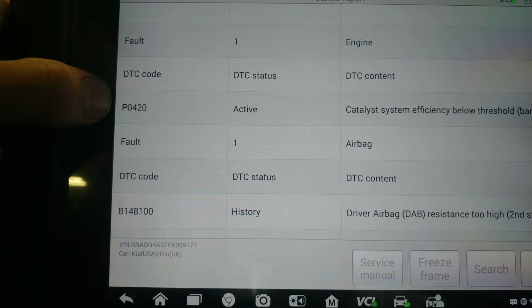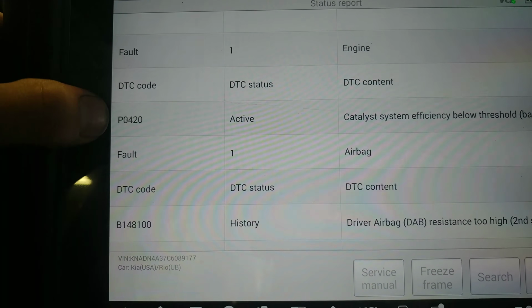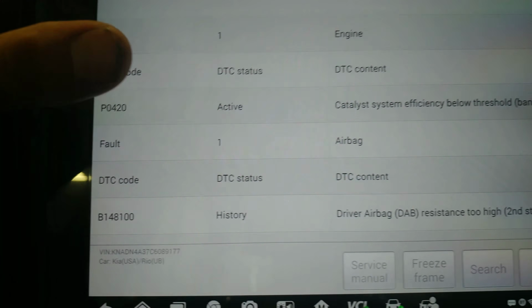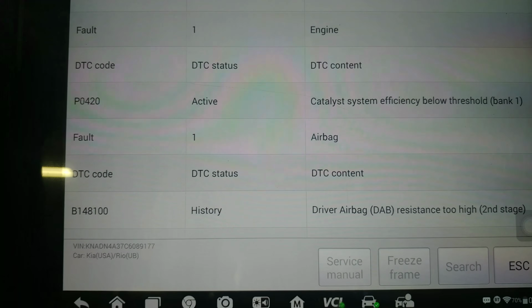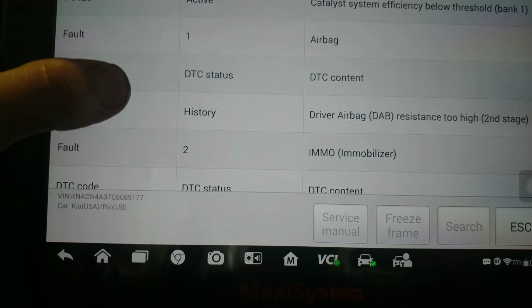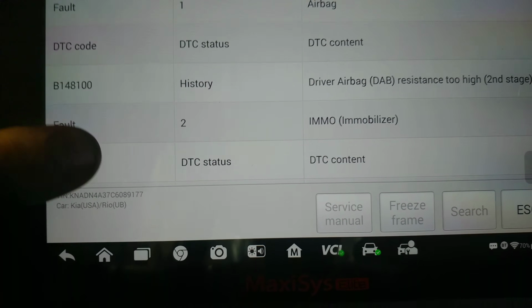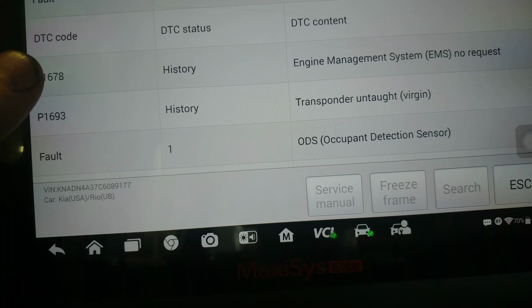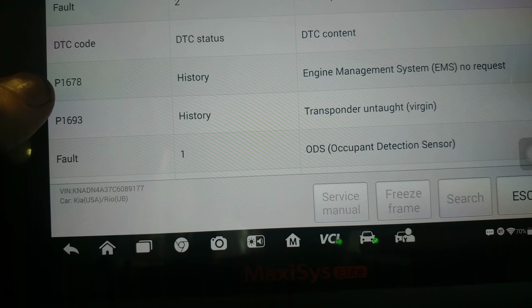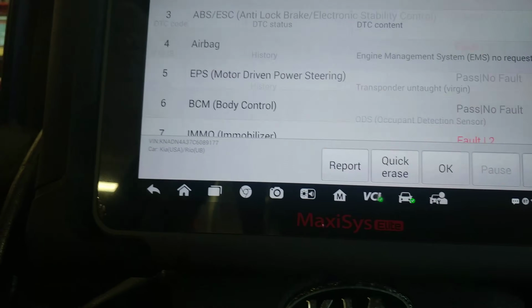So our engine one is P0420, which is a catalyst system efficiency below threshold, Bank 1. Airbag, resistance too high second stage, that's history. Then EMS no request, and transponder. They have a remote starter in the vehicle, so that might have been the cause for that one. So what we're going to do is exit this.